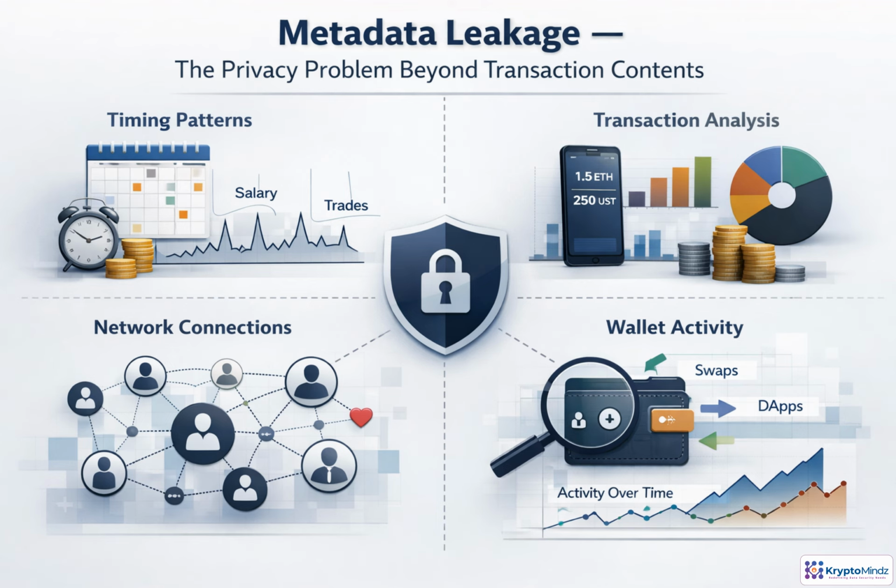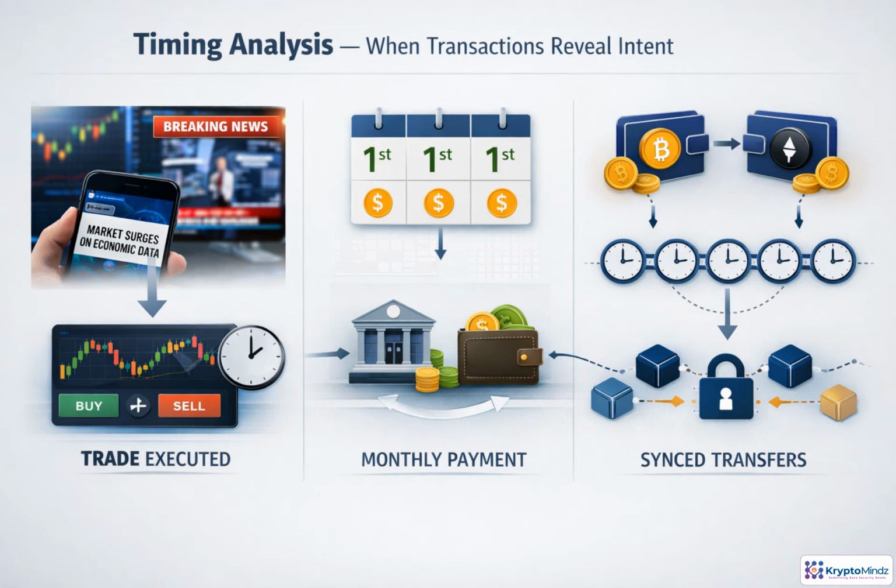Timing is one of the clearest examples. A trade right after market news may suggest intent. A payment on the first of every month can look like payroll, rent, or a subscription. Wallets that move together may appear coordinated. For this reason, privacy designs often use batching, delays, or encrypted mempools to blur timing signals.